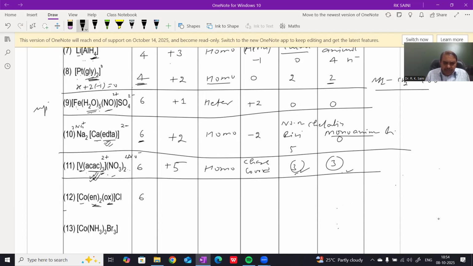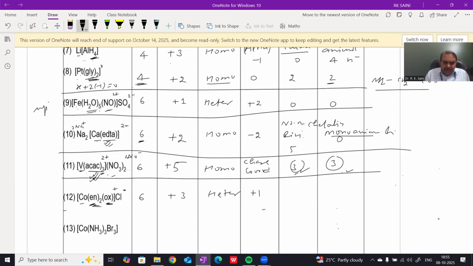Oxidation state of cobalt: X, ethylene diamine is a neutral ligand. Oxalato carries -2 charge, and 1 Cl carries -1 charge, equals 0. Therefore, X - 3 equals 0. Therefore, the oxidation state of cobalt is +3. It is a heteroleptic complex because there is more than one kind of ligand, particularly ethylene diamine and oxalato ion. Charge on the coordination sphere: after removal of chloride ion, the coordination sphere carries +1 charge.